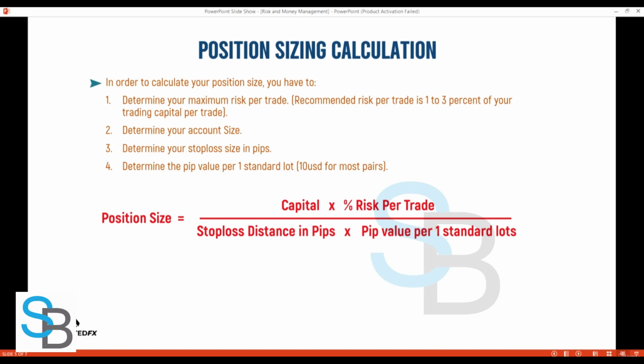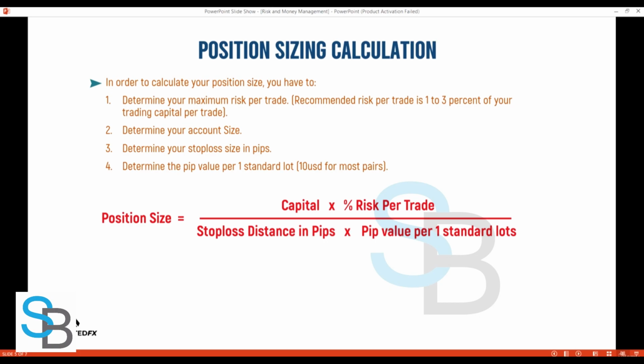But if you risk, say, 20% of your account, within 3 losing trades, you will have lost 60% of your capital. That's serious. If you risk 50% of your account per trade, within just 2 losing trades, you will have lost your entire capital. Okay, so that's why it's very important to risk very little, 1 to 3% of your account.